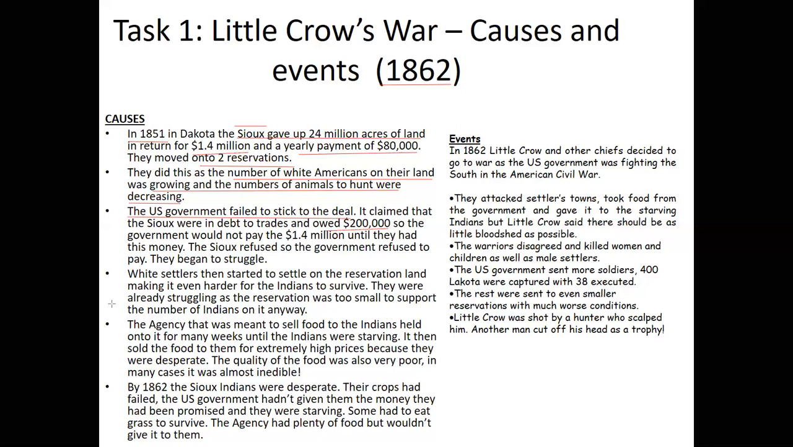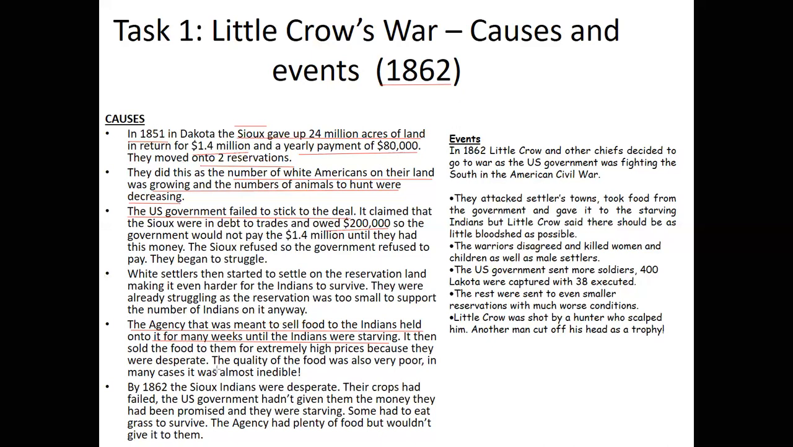Now, in America, you also had agencies that sold food to the Native Americans. And the agency that was meant to sell food to the Sioux Indians held on to it for many weeks until it got to the point where they were starving. It then sold the food for much higher prices because they knew that they were desperate.